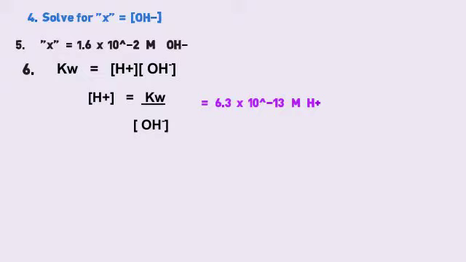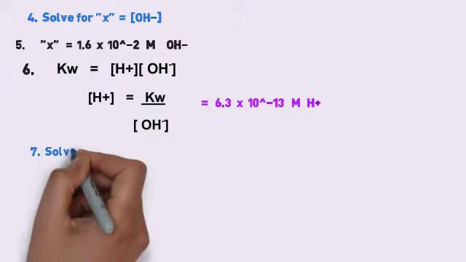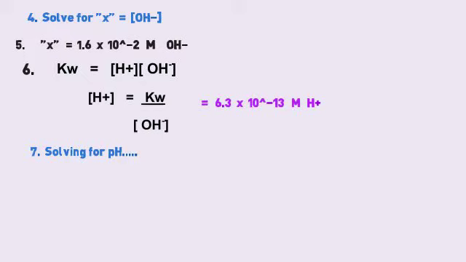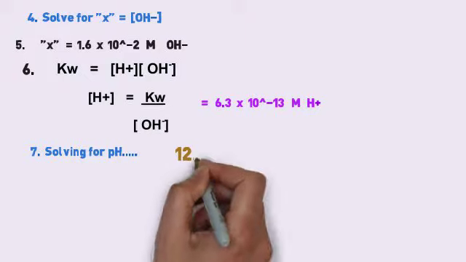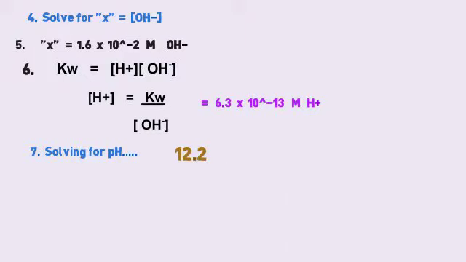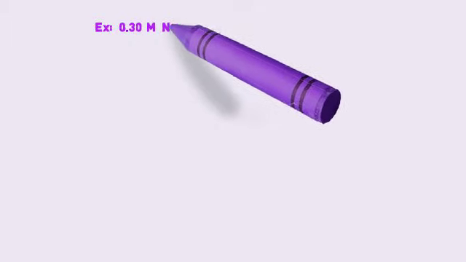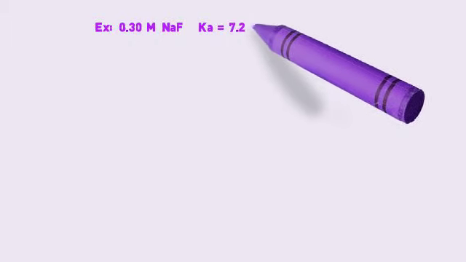You might want to validate that. And now solving for pH. Should be able to do that easily. And this came out to be 12.2. Good. So you just have to take that into account, that Kw stuff. And let's do another example, one that's not quite so obvious.